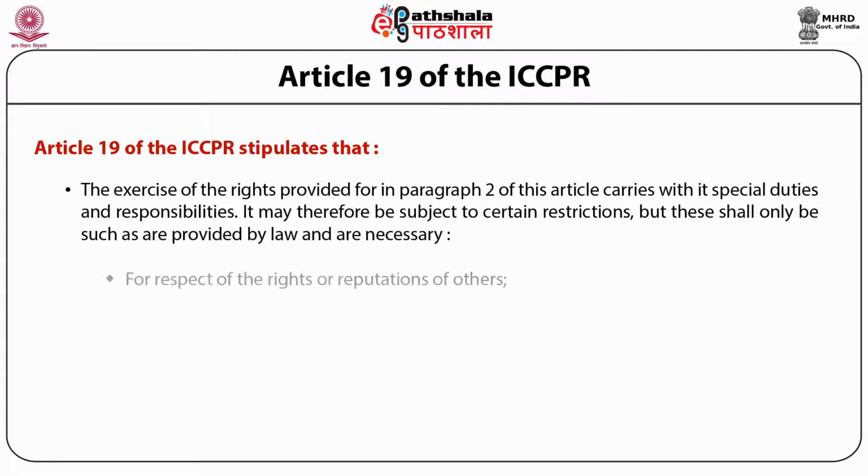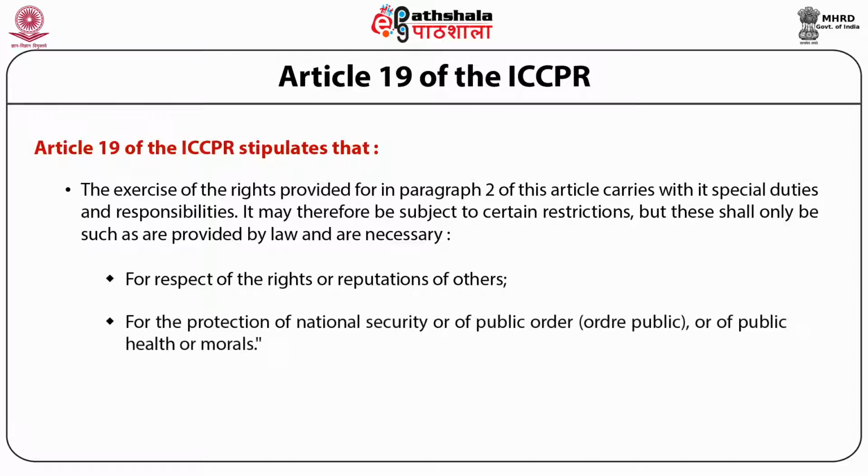A, for respect of the rights or reputation of others, essentially defamation. The ICCPR states you can restrict the right to free speech and expression in the interests of defamation, i.e., protecting the rights or reputation of others. B, for the protection of national security or of public order or public health or morals. This is very similar to, incidentally, our own Article 19 of the Indian Constitution. You might notice that the UDHR, the ICCPR, and the Constitution of India all deal with free speech and expression, and all articles are numbered 19. For the protection of national security, public order, or public health or morals. Very similar, like I said, to our own Constitution.